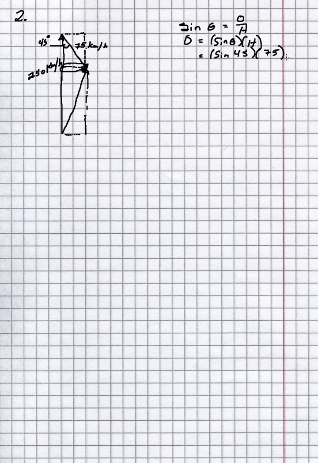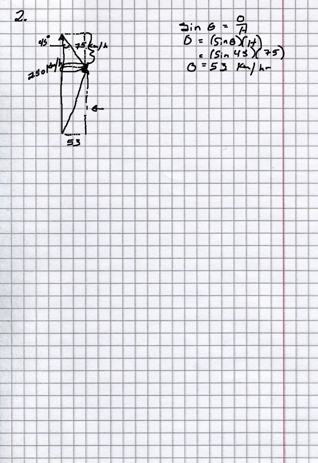Sine of 45 times 75 is 53. So this little side on either side of this rectangle is going to be 53. Our opposite is 53. Now, what about this side? We've got to find this side of this triangle. I know that this full length is 250, but I can find this side and subtract that from the 250, and that's going to give me what's left. All the fun of geometry.